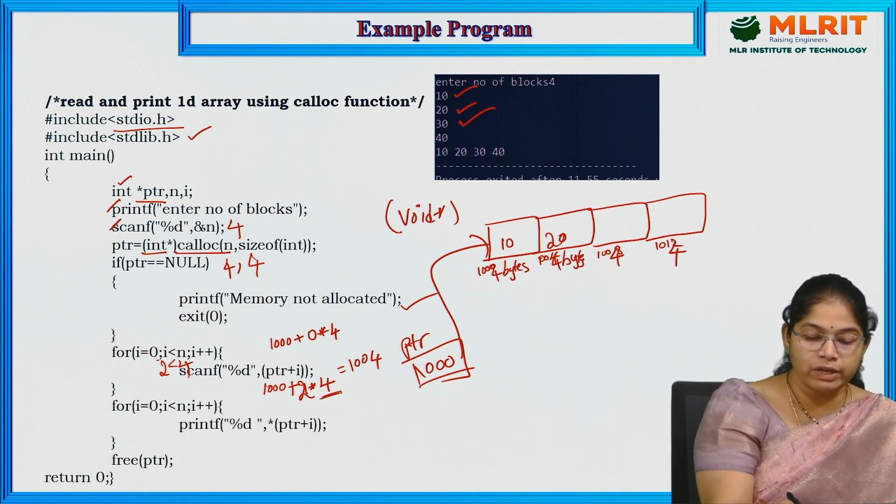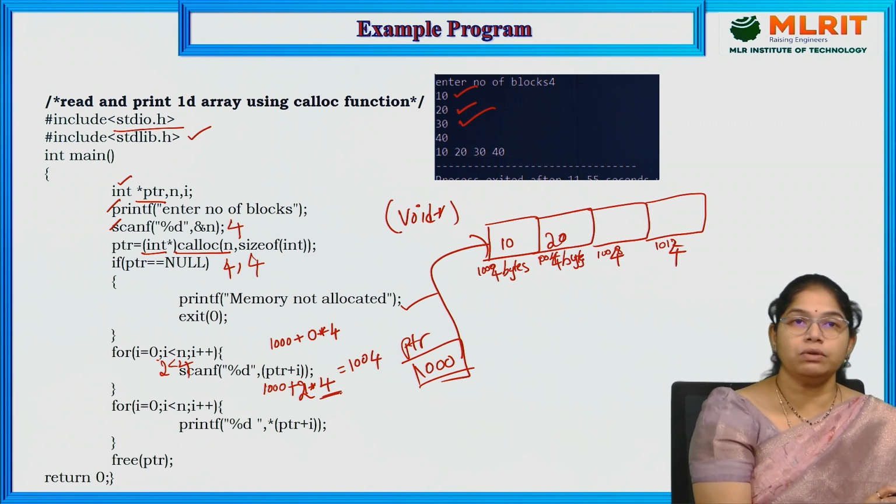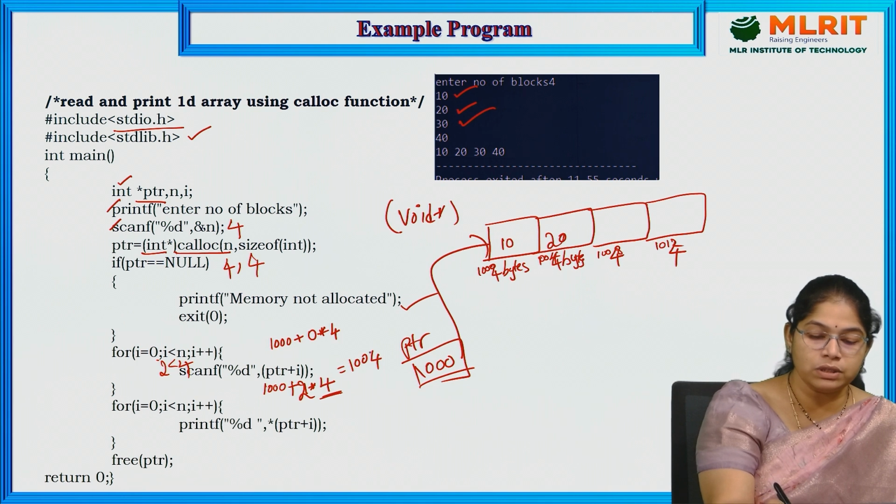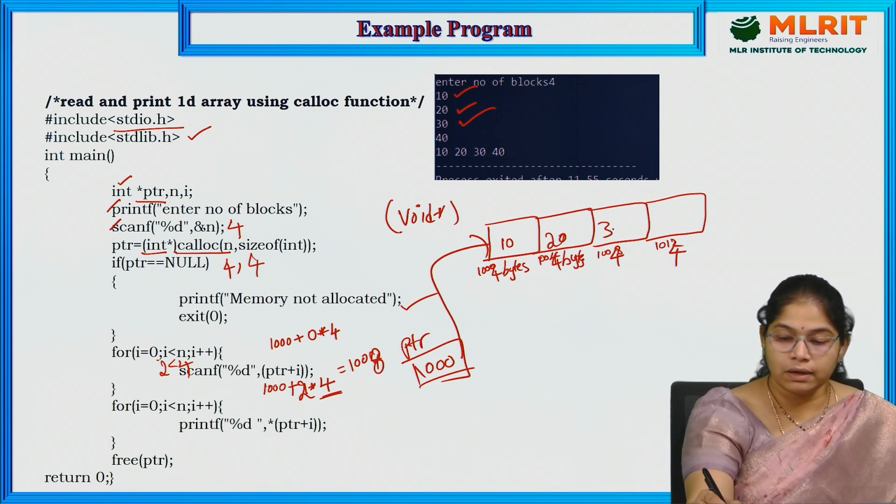Why do we consider 4 here? Because int occupies 4 bytes of memory. So the next value has to be stored in the location 1008, that is, 30 is stored here.